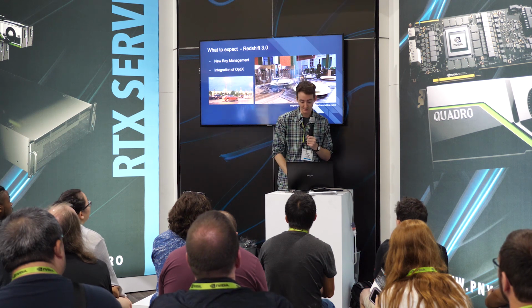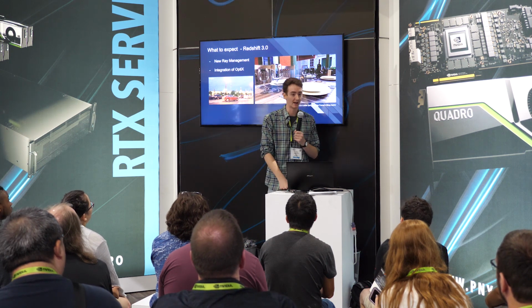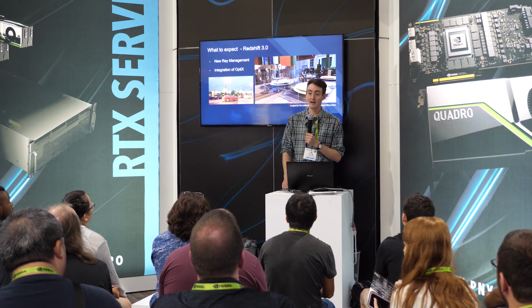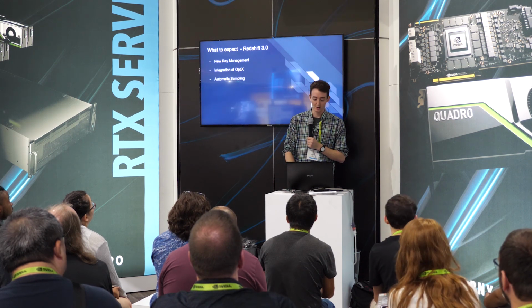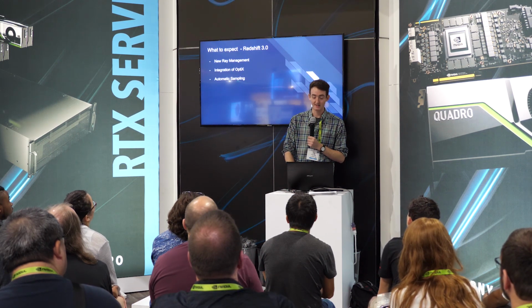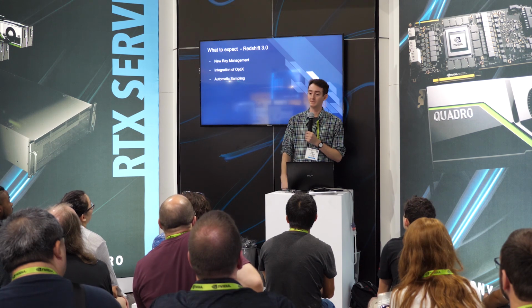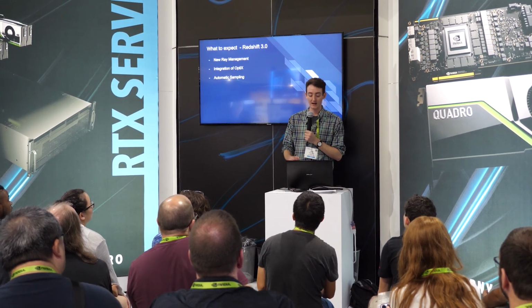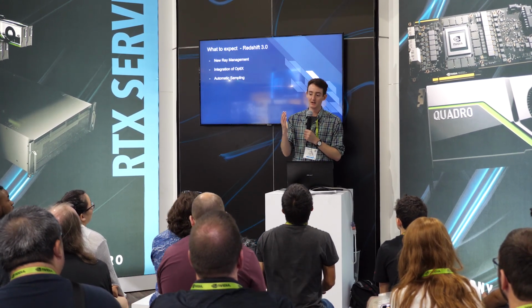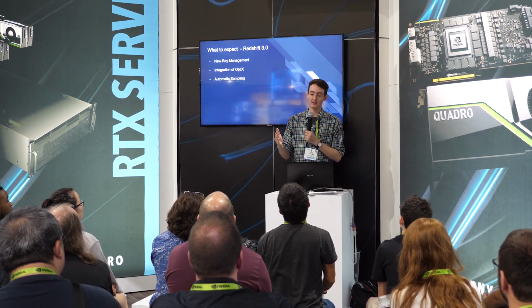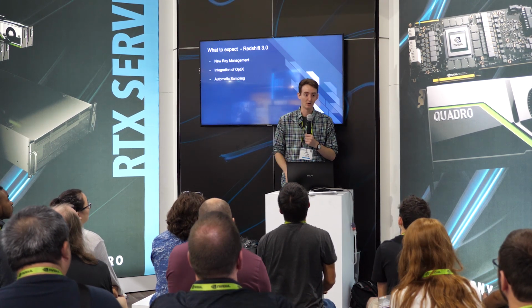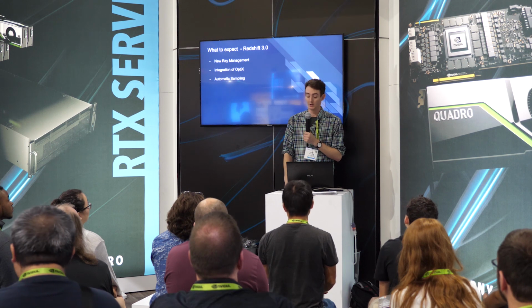So new ray management, integration of OptiX, which I mentioned a little bit earlier, that AI denoising of NVIDIA. Automatic sampling, this is the idea to almost dumb down the interface. So you only will have one slider from low quality to high quality render, and then Redshift will actually handle all of the calculations under the hood.